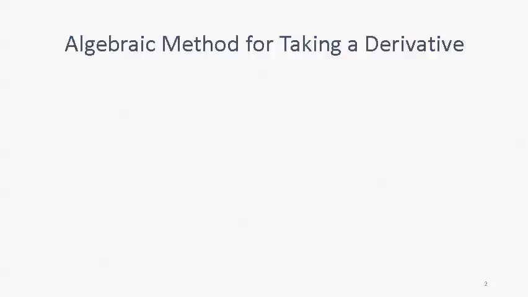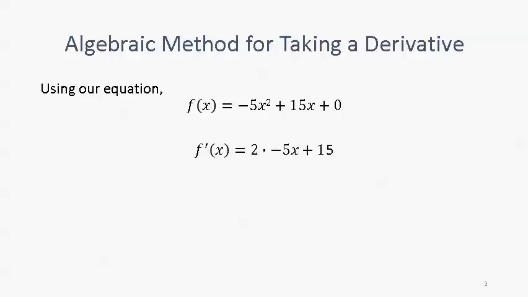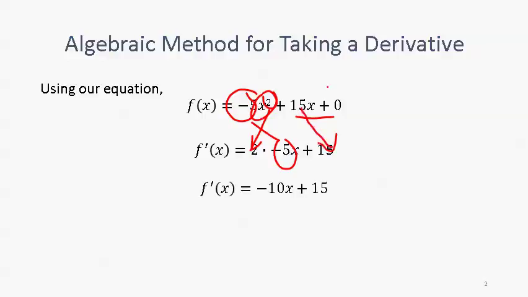Let's go back quickly and review what we saw regarding how to take a derivative. We started with our equation minus 5x squared plus 15x plus 0. From the x squared term, we took the 2, we kept the minus 5, the 15x, x to the first power became x to the 0 or 1, so the 15 comes down as 15, and there's our solution. The first derivative of our equation is minus 10x plus 15.